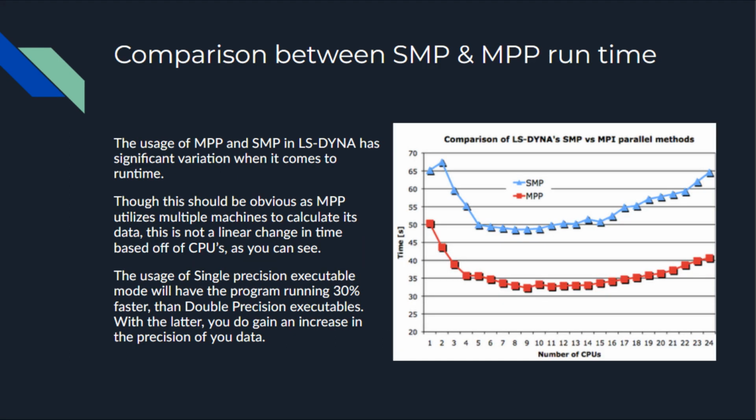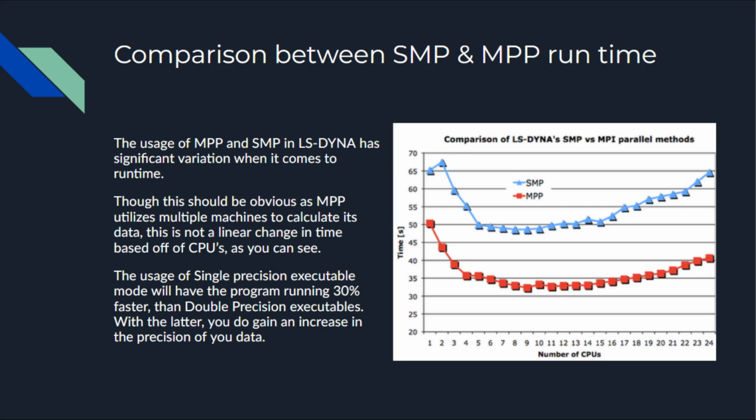Continuing on with what I was mentioning about SMP and MPP, we can take a more analyzed look at the runtime and some of the issues that might be increasing runtime. So on the graph on the right, as you can see, this is a comparison between LS-DYNA's SMP and MPI parallel methods. MPI and MPP, essentially the same thing. MPI is an interface that allows it to interact with the MPP parallelization. The issue is you're going to get an obvious increase in time whenever you're using SMP because you're only using a single node in a single machine.